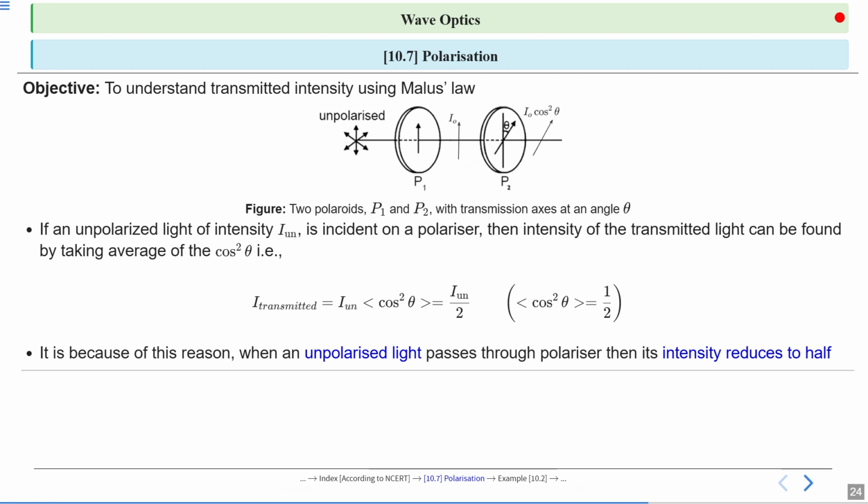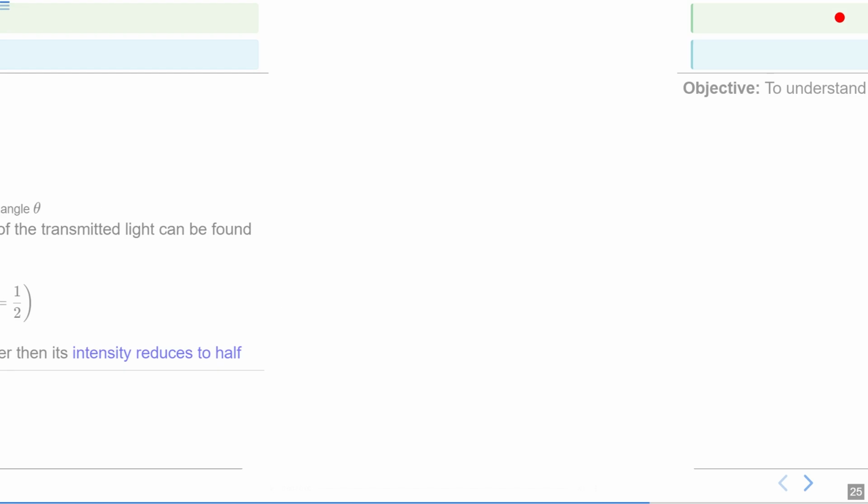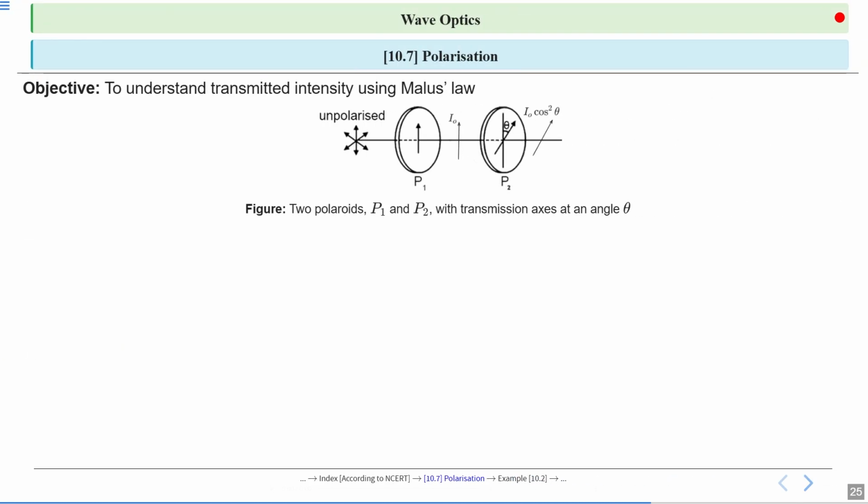This reduction in intensity is why, when unpolarized light passes through a polarizer, its intensity is halved. It's important to remember that this is a fundamental property of polarizers and helps us understand how they filter light. Now we'll study more about the transmitted intensity using Malus law.